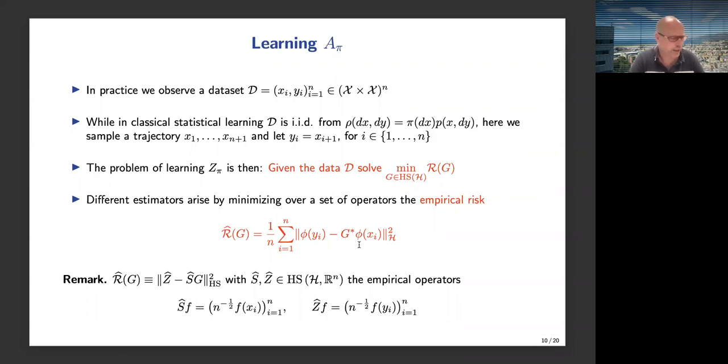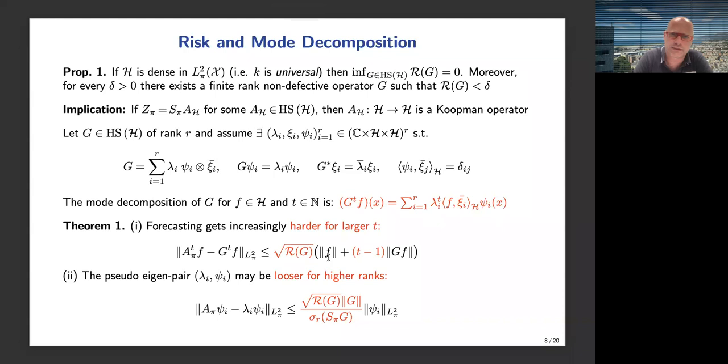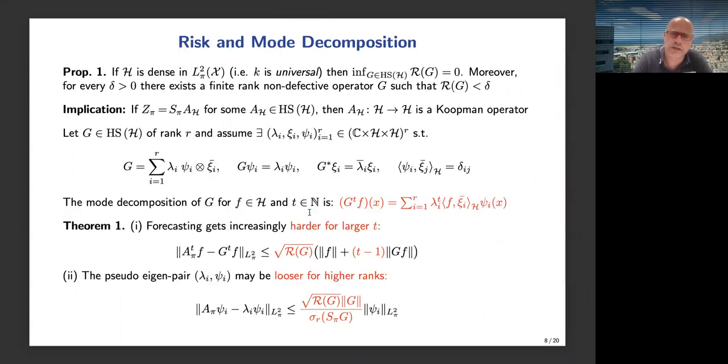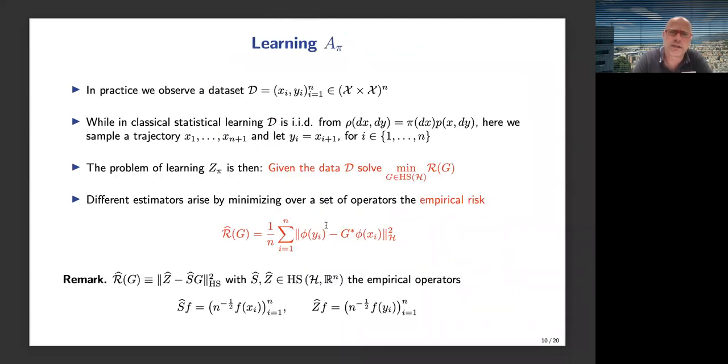Also a remark: if you don't like this connection to conditional mean embeddings and you want to work with our first definition of the risk, which is also intuitive, because our goal, as I mentioned at the beginning, is to estimate the restriction of the Koopman operator to the Hilbert space by the injection times the operator G on the Hilbert space, then the corresponding notion of empirical risk, a different way of writing the one I've introduced here, is simply that you replace Z pi and S pi by empirical estimates of these operators, and then you have this different expression for the empirical risk.